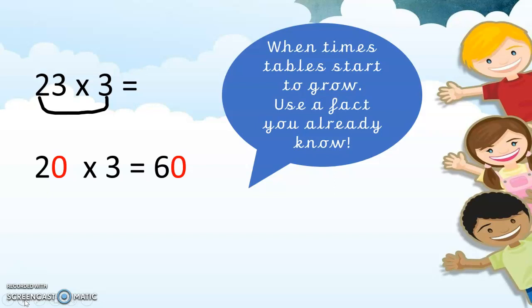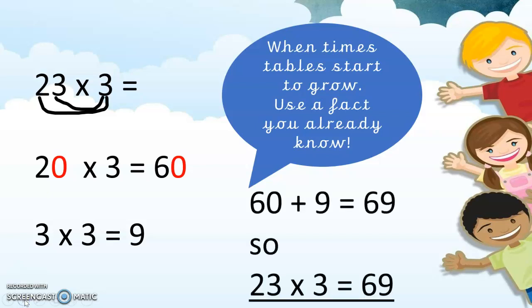Is that done though? No, there's a bit more. Well done. 3 times 3. That's easy enough. 3 times 3 is 9. There's one more step to do before we can find the final answer. Do you know what it is? I can hear somebody shouting. Yes, we've got to add them together. We add our 20 times 3, which was 60, together with our 3 times 3, which was 9. So 60 add 9 was 69. Then we know the final answer. 23 times 3 is 69. Dead easy. We just used a fact we already knew.